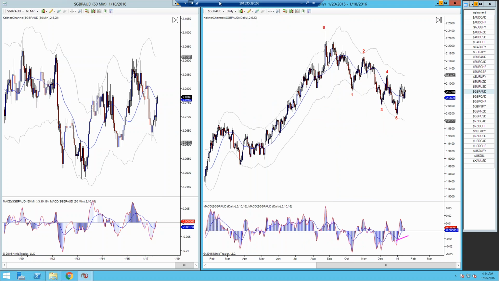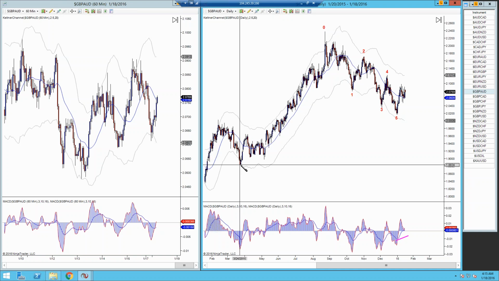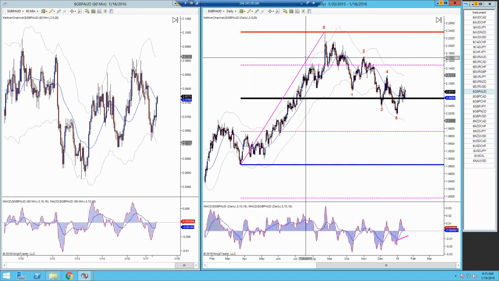So I want you guys to see what you got here. GBP AUD. Stay in the zone, focus with me, guys, focus. All right. Swing low to swing high. Swing low to swing high.